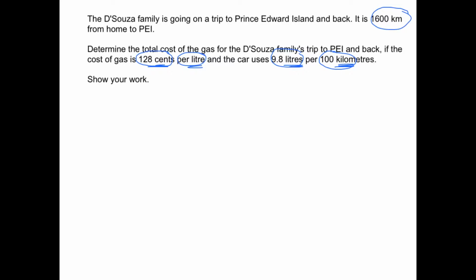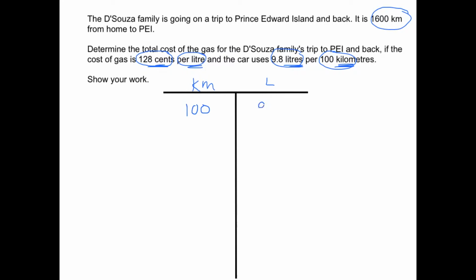So let's begin by looking at the relationship between liters and kilometers. I'm going to put kilometers in the left column since this is my independent variable. And I'm going to put liters in the right column since this is the dependent variable. The amount of liters depends on how many kilometers you travel. So what data do I already have to fill in this table? Well, we know that for every 100 kilometers, the car uses 9.8 liters. But we need to calculate how many liters the car uses for 1,600 kilometers.